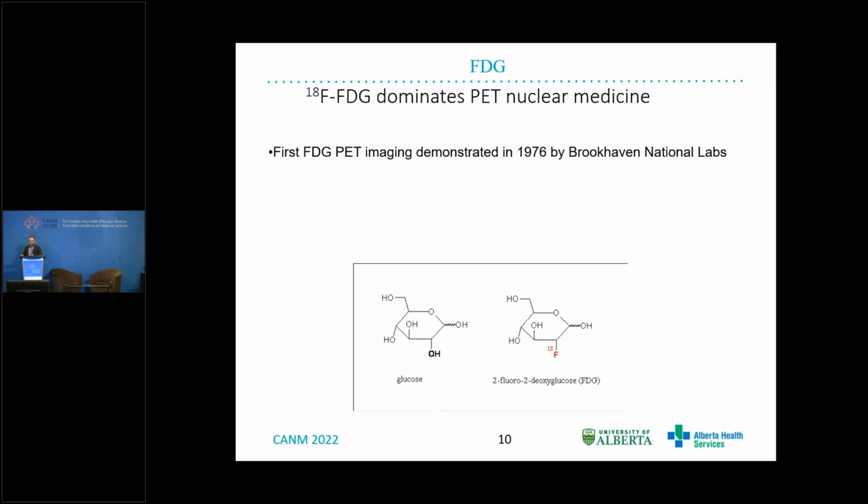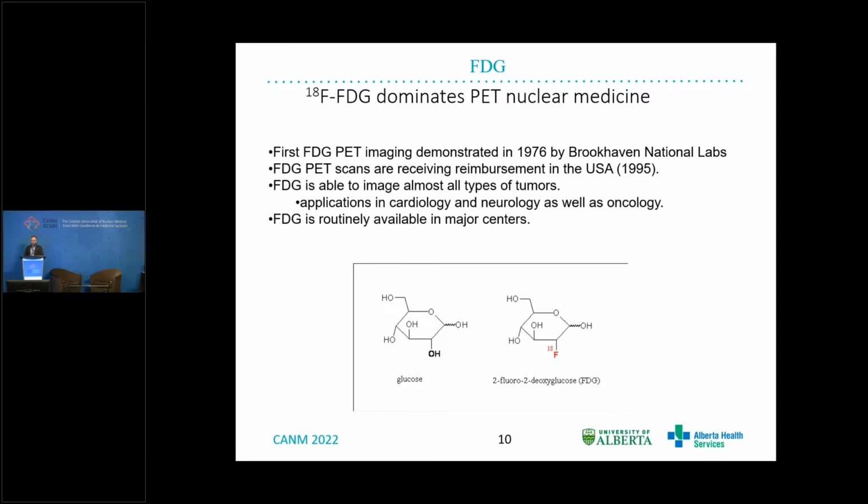So let's focus on FDG. The first FDG PET imaging was demonstrated already in 1976 at Brookhaven. Reimbursement started in 1995 in the US. And FDG is able to image a lot of different tumors, and it's used everywhere. It is the workhorse for PET imaging. It was also nominated as Molecule of the Century in 2000.